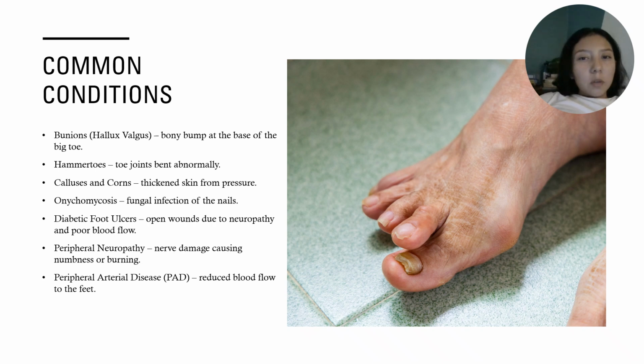There's onychomycosis, which is the fungal infection that affects the nails, making them super thick, super discolored. There's also diabetic foot ulcers, which are pretty much open wounds caused by neuropathy and poor blood flow. Peripheral neuropathy is also another condition that involves nerve damage that leads to numbness or burning sensations. You have peripheral artery disease that reduces blood flow to the feet and increases the risk of complications. And even in the image here, you can see a little bit of a bunion here, maybe a little bit of thickening of the nails.